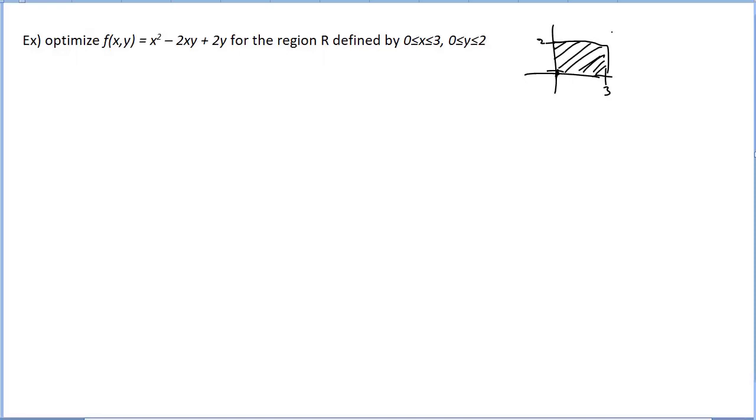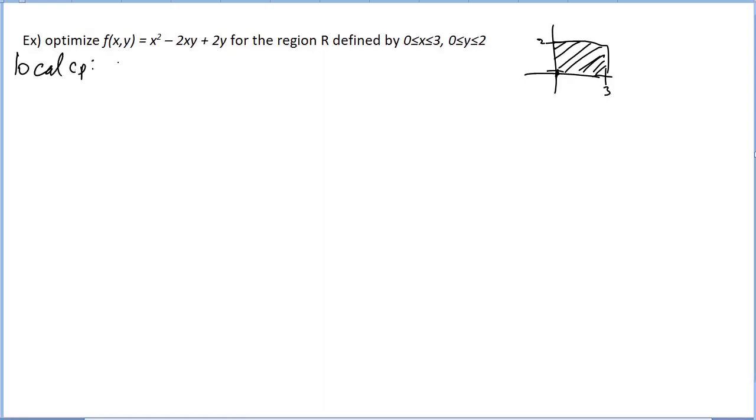So now if you think about what the boundary is, when we get to the boundary part, the boundary is actually made up of four separate lines. Each one is going to have its own equation. There's also going to be four corner points, that's easy to figure out. We'll talk about how to handle the boundary when we get there. First, let's start with the easier stuff, local critical points.